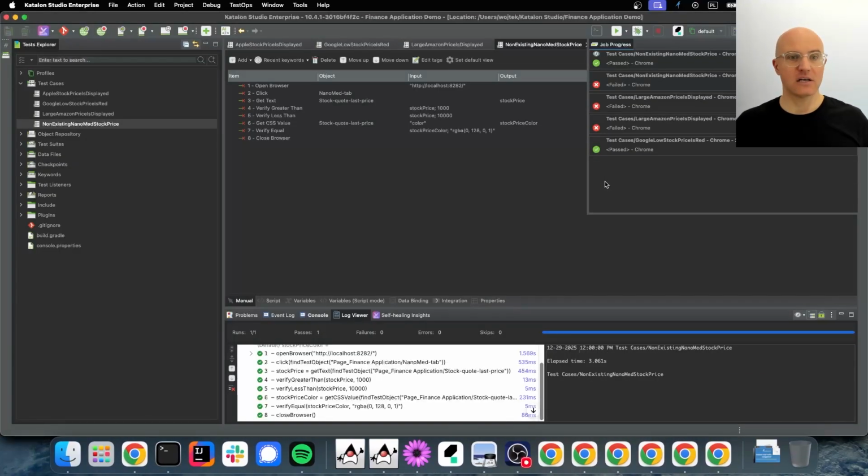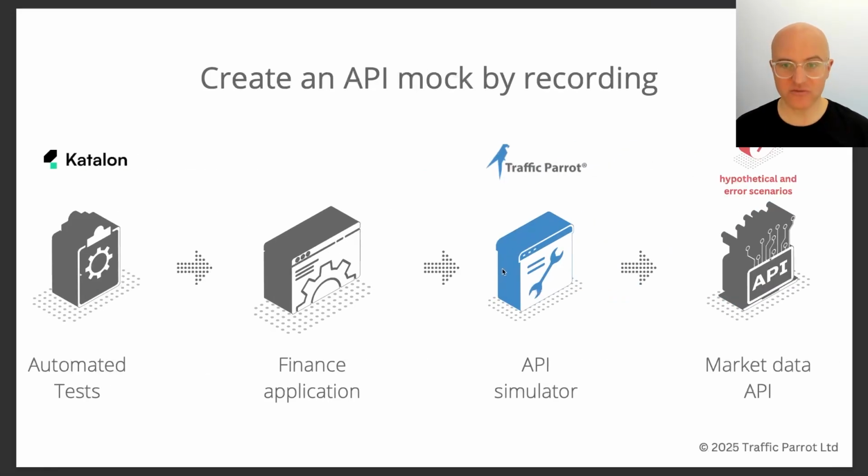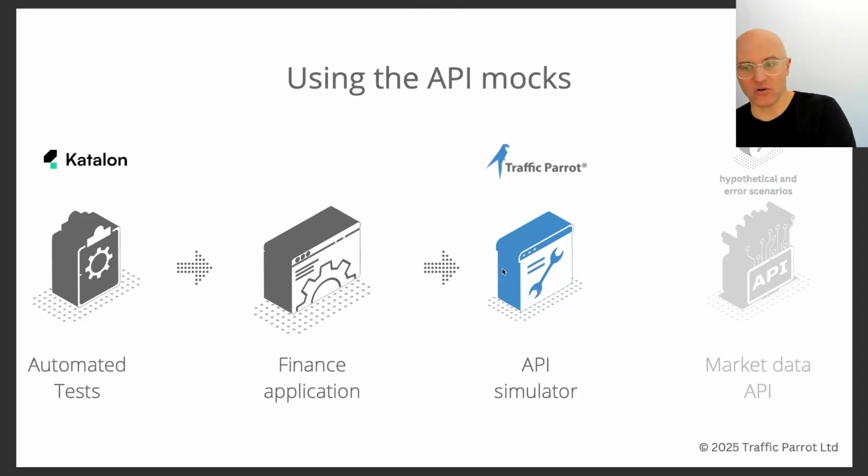There we go. So what have we done here? What we've done was we were able to test our finance application in the absence of the test environment by recording the traffic, creating API simulators with Traffic Parrot by recording the traffic between the finance application and market data API, and setting up hypothetical and error scenarios so we can continue automating our tests and running our automated tests. Use it in Katalon.